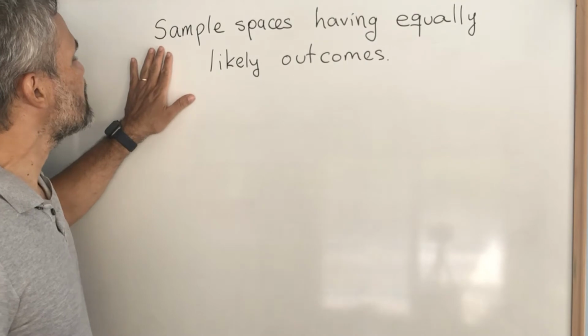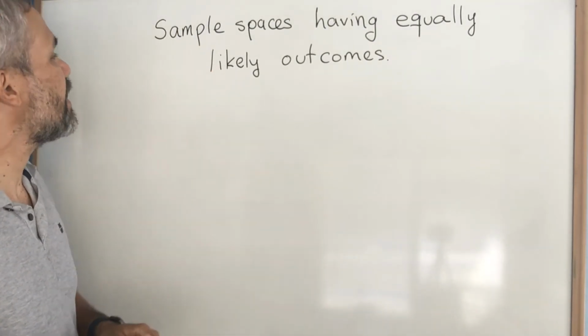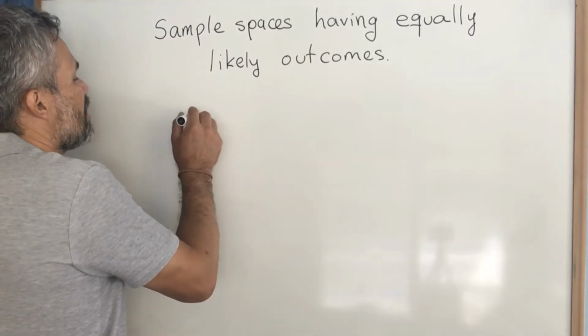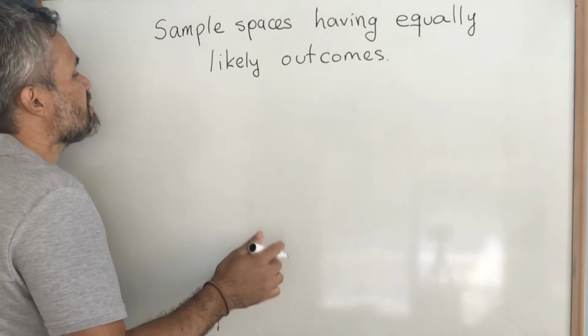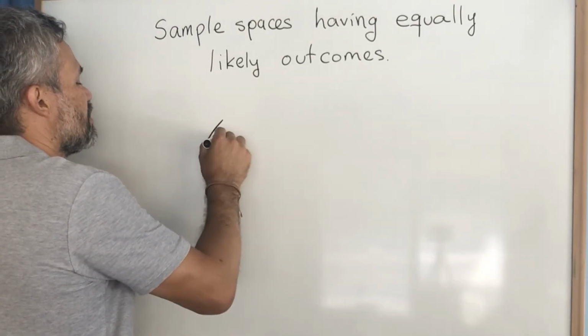In this video, we will consider the case in which all the outcomes in the sample space have the same probability. Let's start with this example. Let's suppose that we roll a pair of dice. In this case, to do the sample space, we can do a tree.